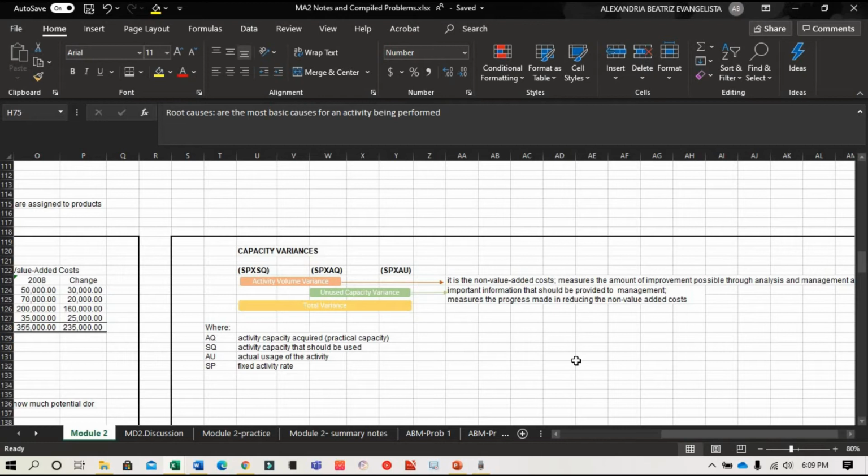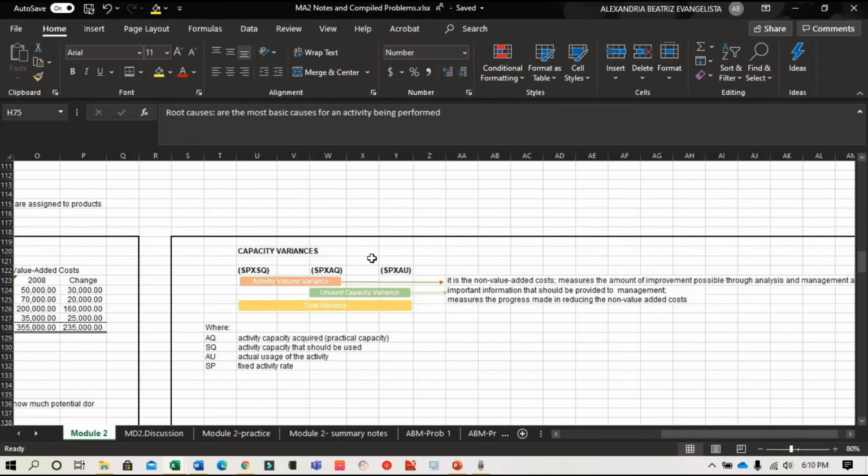So, for capacity variances, as I have mentioned in the earlier parts of the video, there are two capacity variances, which are the activity volume variance and unused capacity variance. So, how do you solve for those variances? The activity volume variance is computed by deducting the product of SP times SQ by the product of SP times AQ.